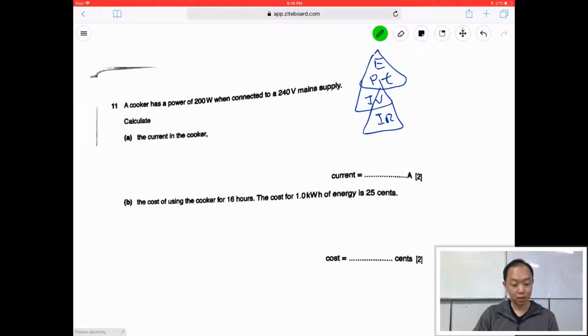So, a cooker has a power of 200, so P is 200, connected to 240, so the voltage is 240 volts. The current, can you see that? To find current, what do I need to do? I equals 200 divided by 240. Use the calculator here. Yeah, you've got to use a calculator because you are an O-level student. Divided by 240, 5 over 6. So it's 5 over 6 ampere. So the answer is 5 over 6.